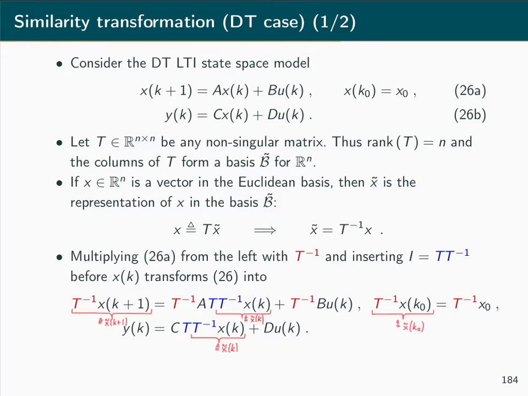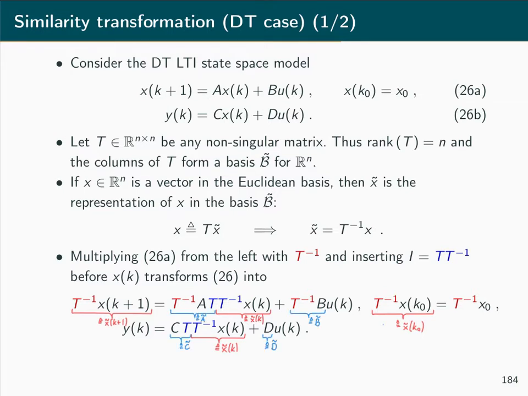Note that this allows us to define a new state space representation in terms of the transformed state x tilde, which is defined as T inverse times x, where x tilde appears at this point and at this point in the state space representation, and this expression here is equal to x tilde of k plus 1, and also the initial condition is transformed such that we now have an expression for x tilde of k naught.